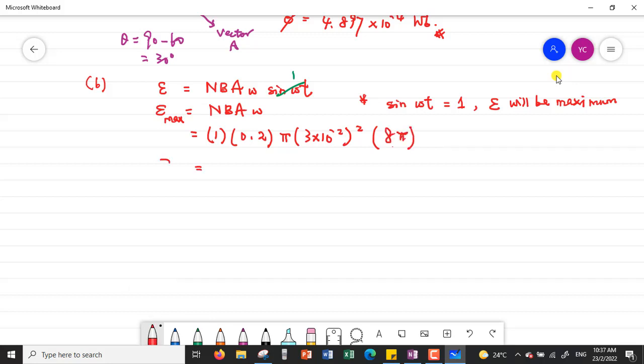Then you might pause the video to calculate the maximum EMF generated as the coil rotates. If you do your calculation correctly, you should get 1.42 × 10^-2 volt.